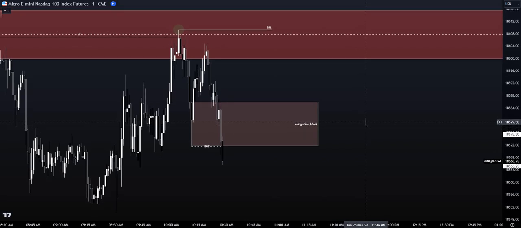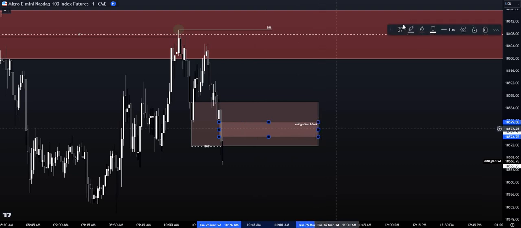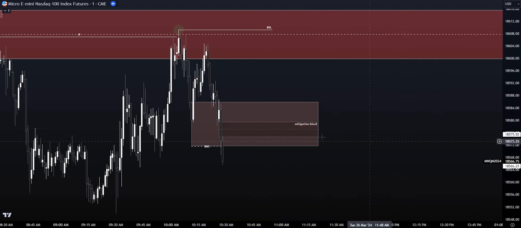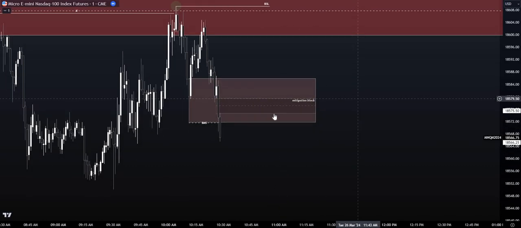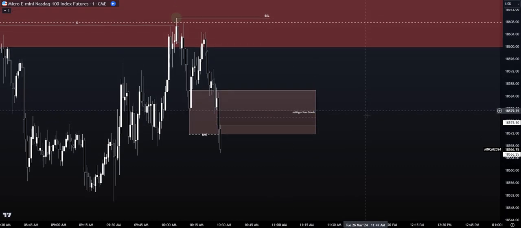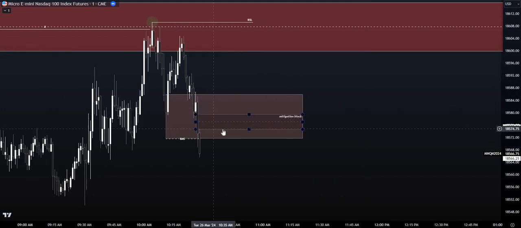So we have one of two options. We can either enter upon this mitigation block, or we can find a fractal fair value gap that has not been tapped into yet to then use as an entry point. So in this case, there is a fair value gap that is about to form here. So because of that, if we get a mitigation upon this fair value gap here, we can most likely take an entry here. Alright, so let's see what price is going to do. If price comes back up into here, we can take an entry here.